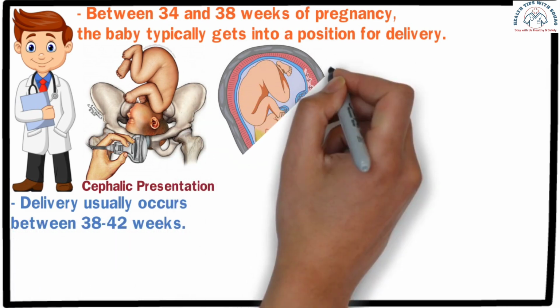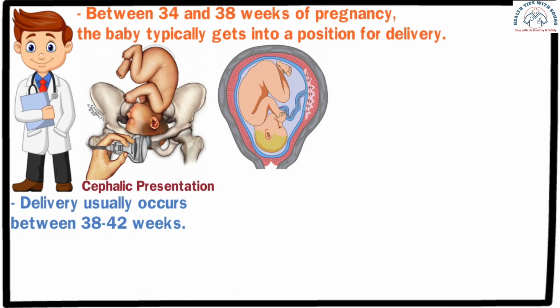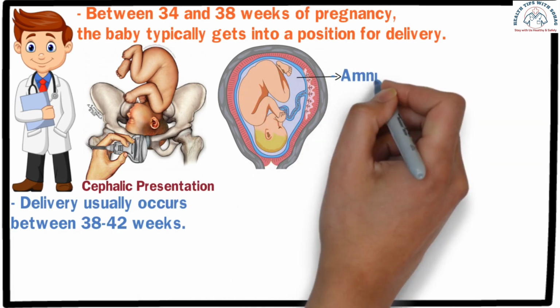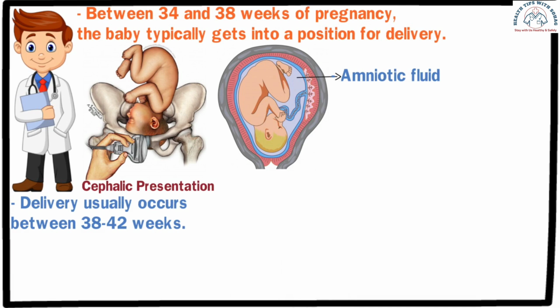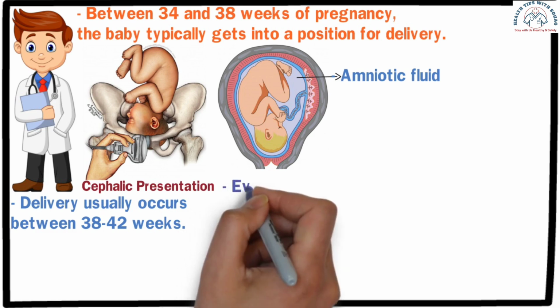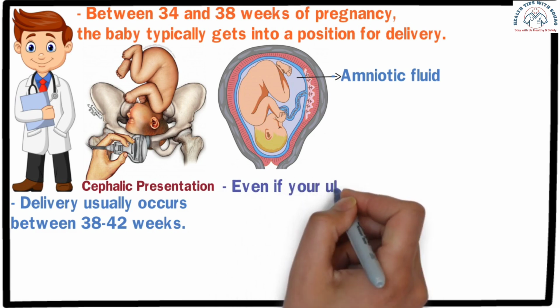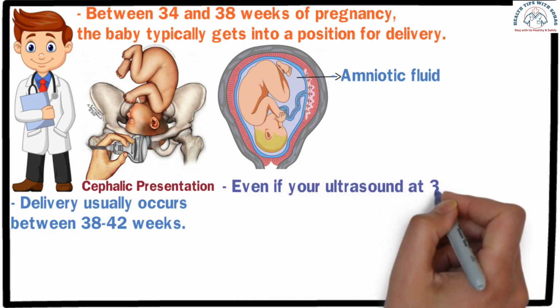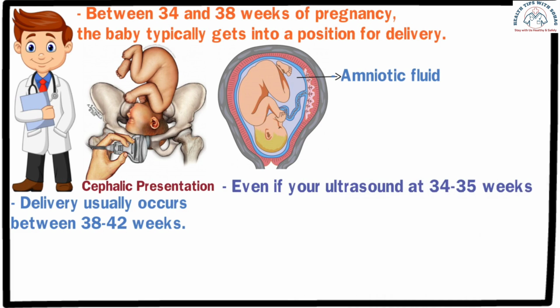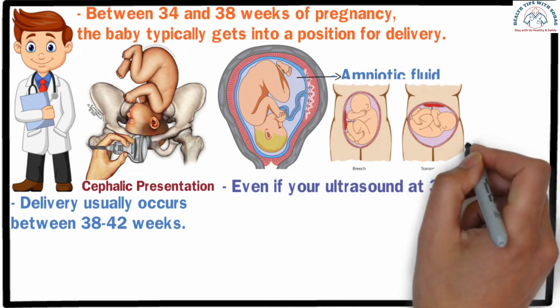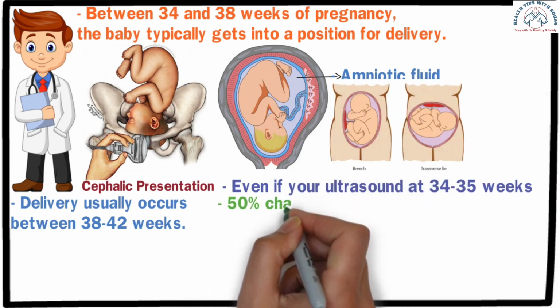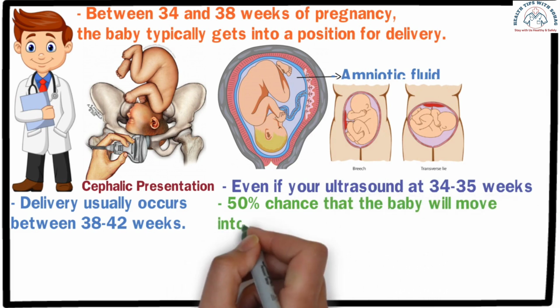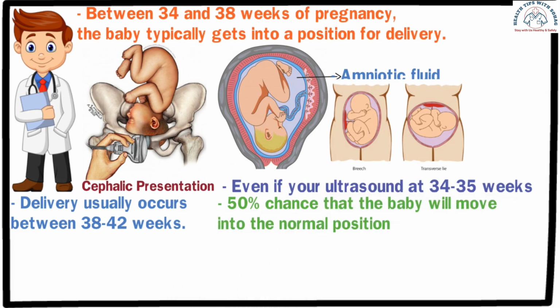Normally, during pregnancy, the baby is inside a fluid-filled sac called the amniotic sac, and the fluid inside is known as amniotic fluid. Since the baby is floating in this fluid, it can easily change position. At this stage, because the baby is still relatively small and constantly moving, it can change its position at any time. Even if your ultrasound at 34 to 35 weeks shows that your baby is in breech presentation, there is still about a 50% chance that the baby will move into the normal position on its own.